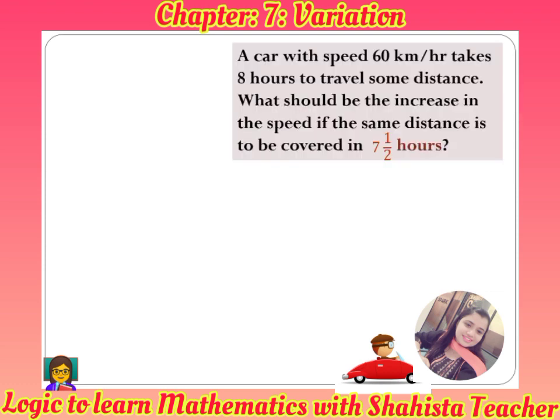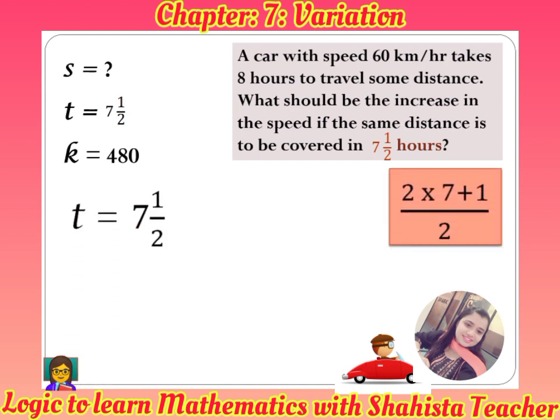Because we don't know now how much speed is required for 7.5 hours. So this we are going to use. Now here we are going to find the speed if the same distance is to be covered in 7.5 hours. So हमें constant value का use करके 7.5 hours का inverse variation find करना है. Here we don't know the speed, but we know the time is 7.5. So K is equal to 480. Constant value is 480.